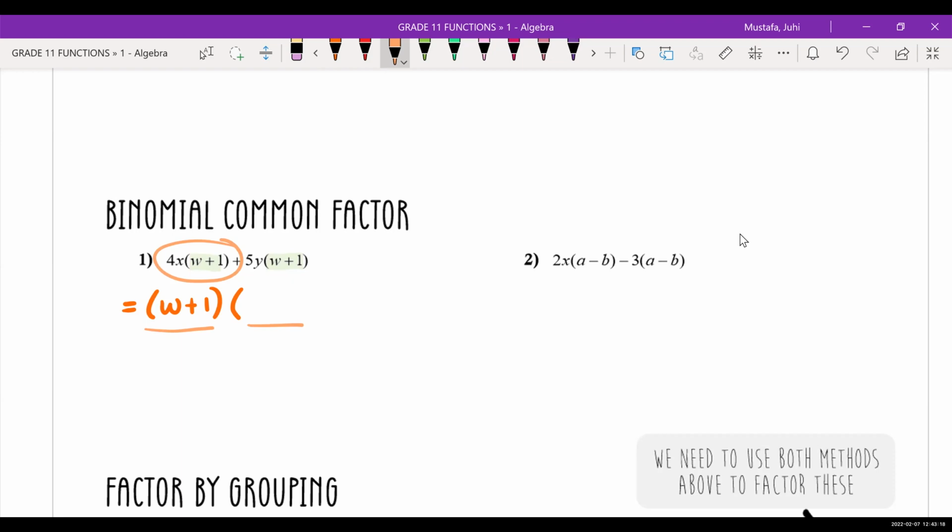So w plus 1 times what is going to give me 4x times w plus 1? Kevin? Yep, exactly. It would just be a 4x. And then we're going to do the same thing for the second part of the bracket. So w plus 1 times what is going to give me this? And we can see that it has to be a 5y.